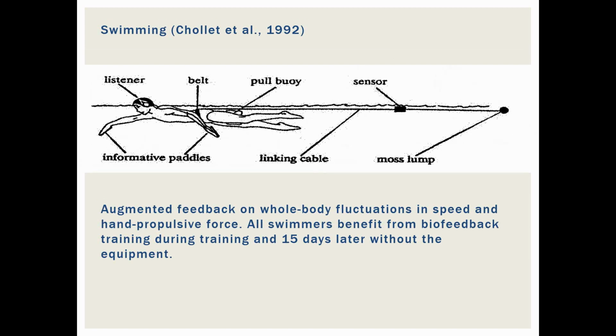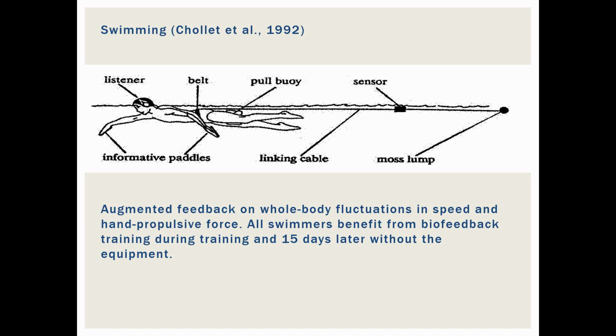Now, another skill has used augmented feedback on whole body fluctuations in speed and hand propulsive force. So what happens is sensors were placed on the swimmer that would provide the swimmer with information on how they were fluctuating in speed and how much propulsive force their hands were generating. That information was then provided to the swimmer using headphones. And as a result, these swimmers actually benefited from that biofeedback during training, and even 15 days later when that equipment was no longer available.